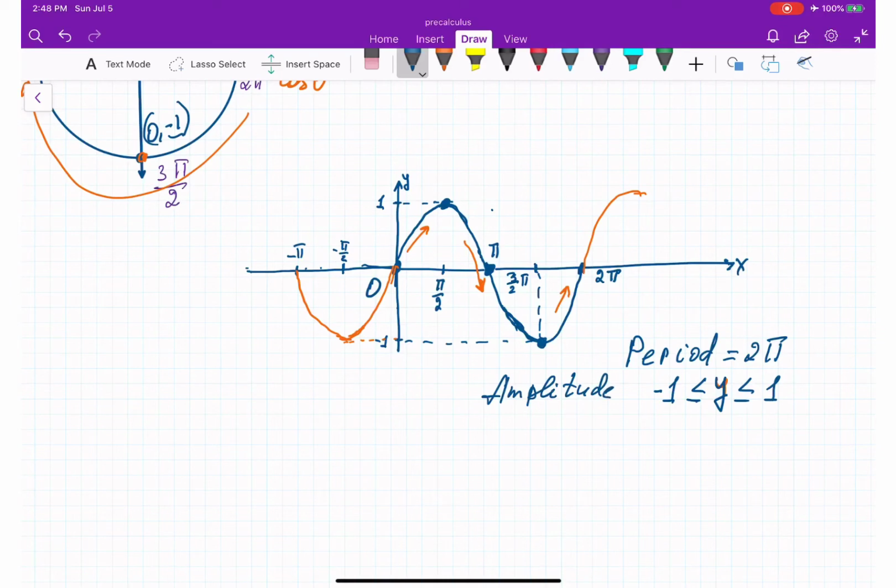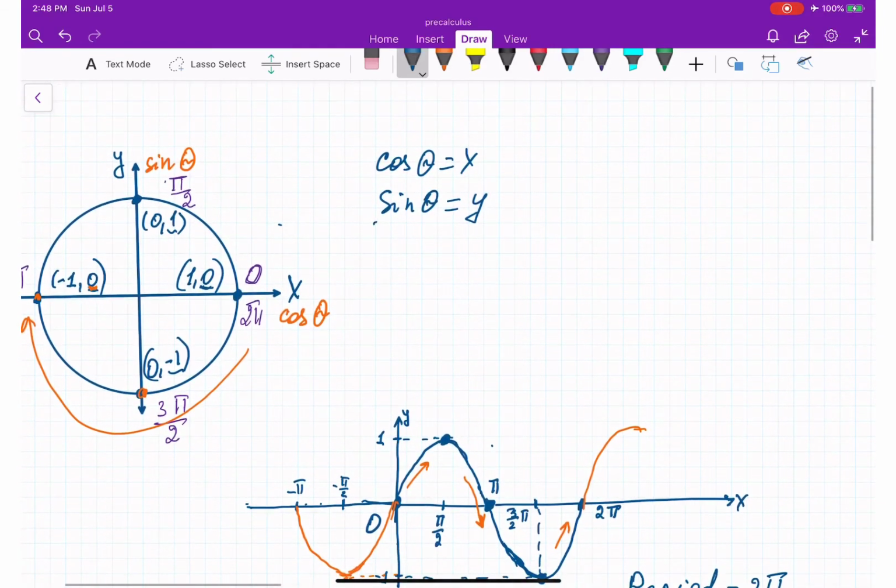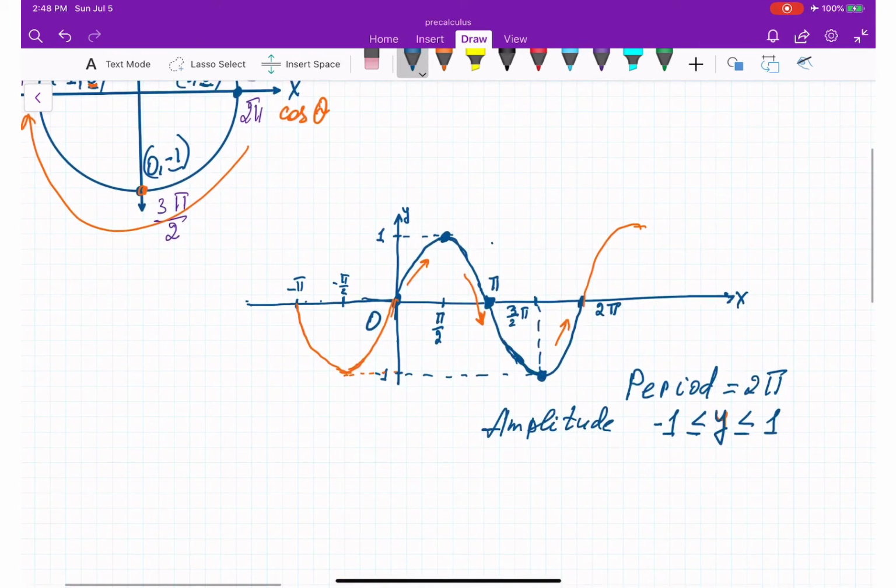Because our y is representing our sin theta, we can say sin theta can change from -1 to +1. Same thing.